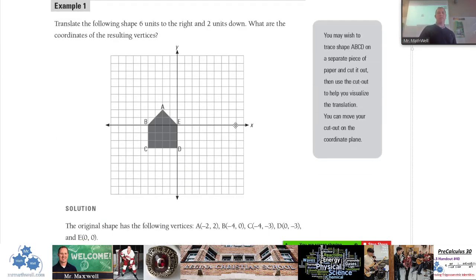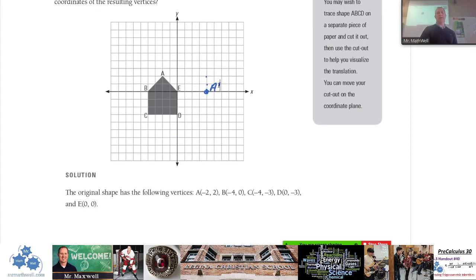translations, this is a question that you're going to get asked, is to move this shape a certain way. So 6 units to the right, 2 units down. And what you do is you take each point, let's start with A, and you would go 1, 2, 3, 4, 5, 6 units to the right, 1, 2, 2 units down, and there is your image point. We usually signify the image points by a little prime signal or a little tick mark there. So A becomes A prime.